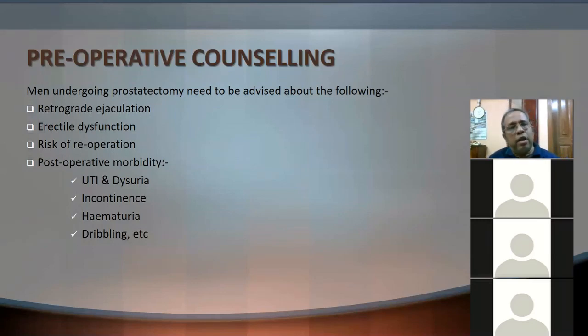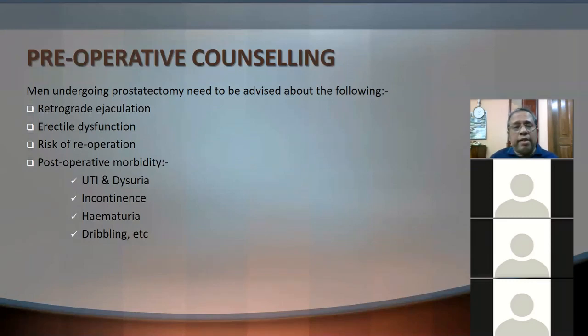Pre-operative counseling is needed. And post-operative morbidity like UTI. Whenever you instrument the urinary tract from the exterior, previous infection or post-operative infection can develop anytime.